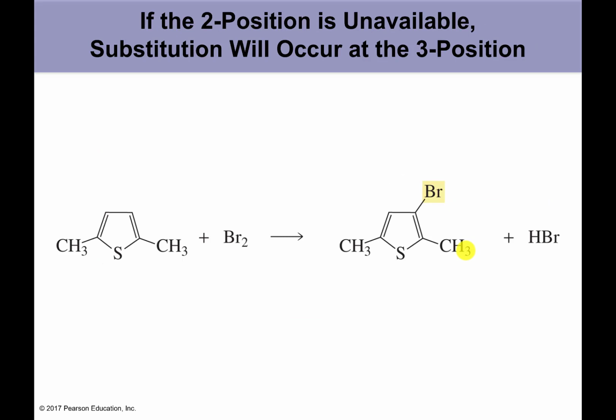Oh yeah, sorry, there is a slide on this. I forgot about this. This is thiophene, or a dimethylthiophene, I guess to be technical. Thiophene is without the methyl groups. If those positions are blocked and you do the halogenation, then the halogenation occurs in the 3 position.